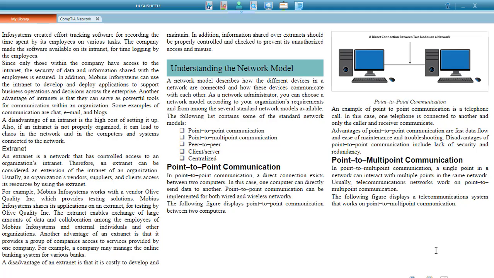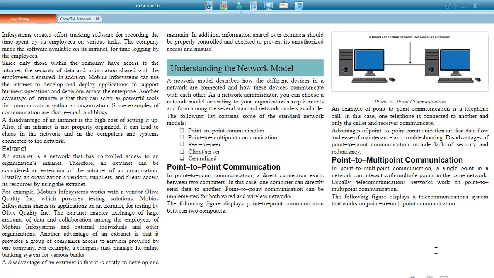A disadvantage of an intranet is the high cost of setting it up. Also, if an intranet is not properly organized, it can lead to chaos in the network and in the computers and systems connected to the network. Extranet. An extranet is a network that has controlled access to an organization's intranet. Therefore, an extranet can be considered an extension of the intranet of an organization. Usually, an organization's vendors, suppliers, and clients access its resources by using the extranet.